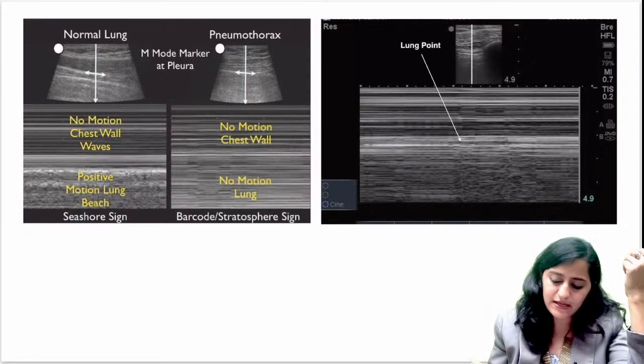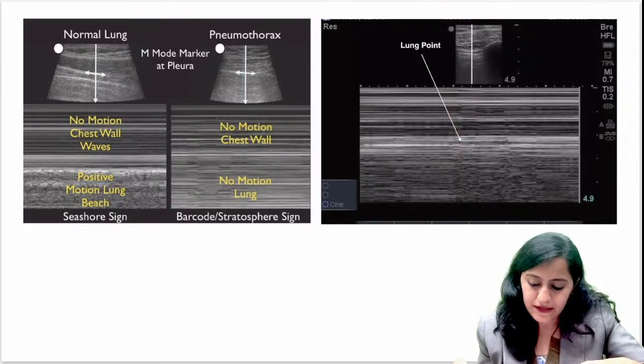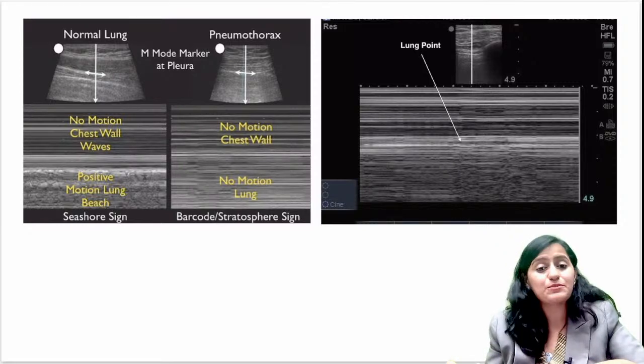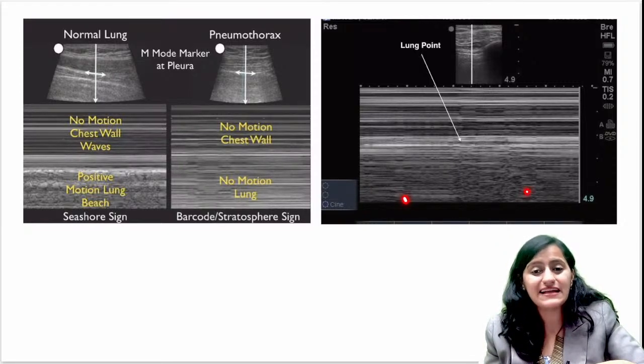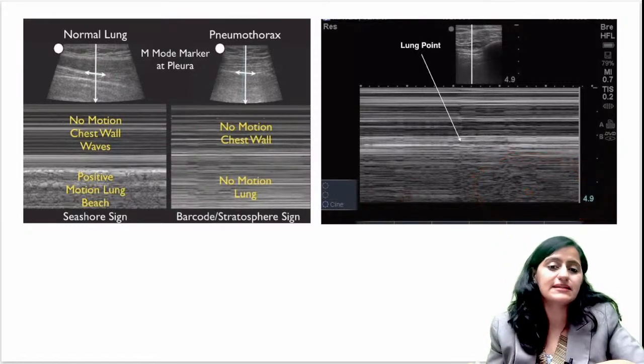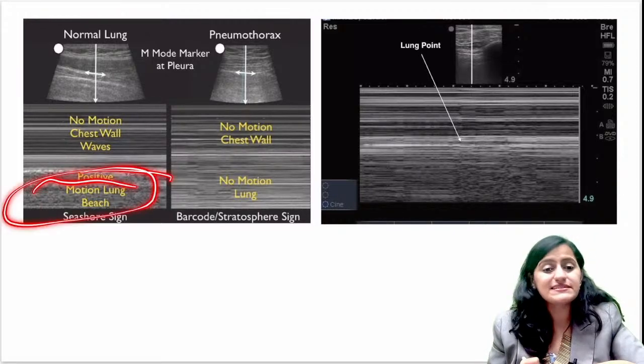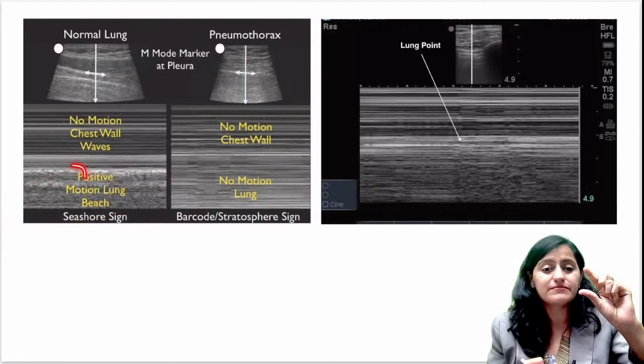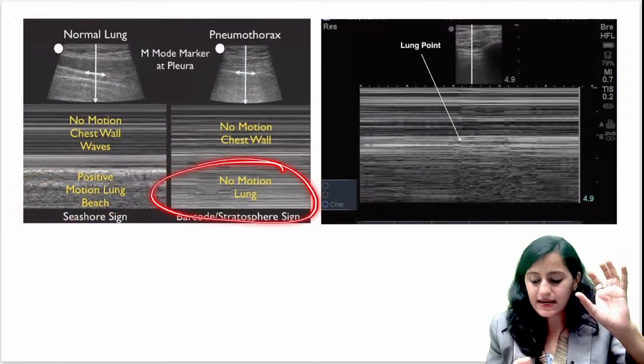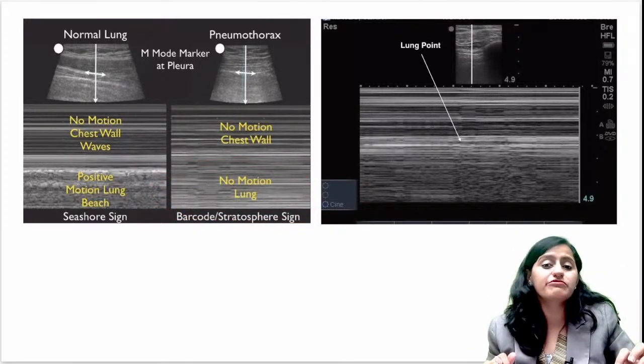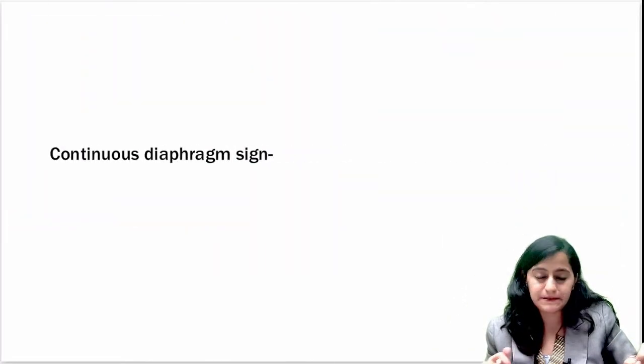Look at this one. What are you seeing here? You can see the transition between the barcode and the seashore, which is normal. This is the lung point. This is how the seashore is, look at the lower part, the granular appearance. And this is the barcode, which is a flatter line.